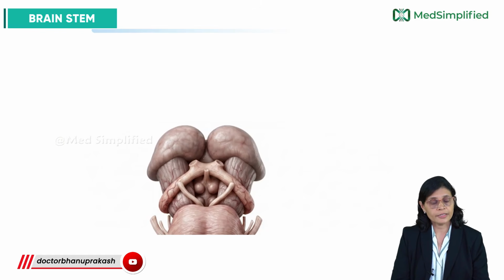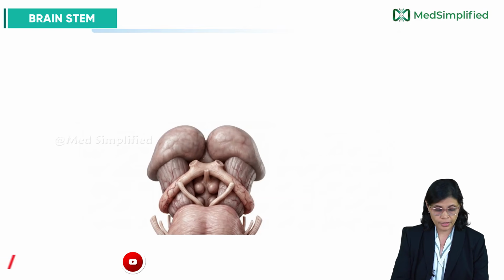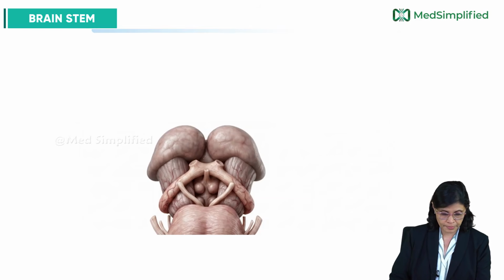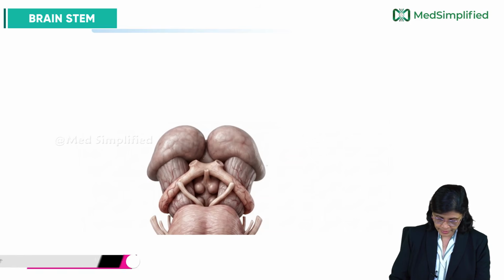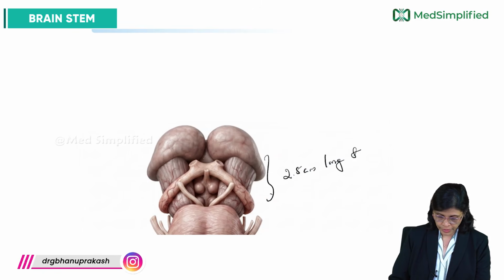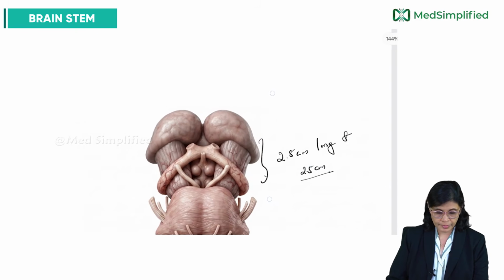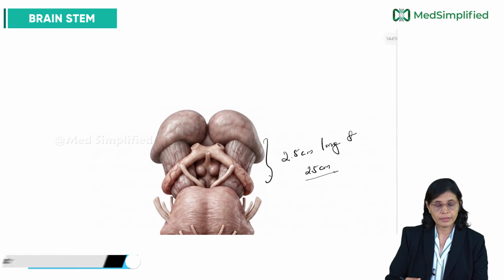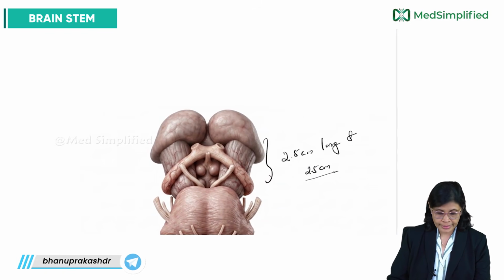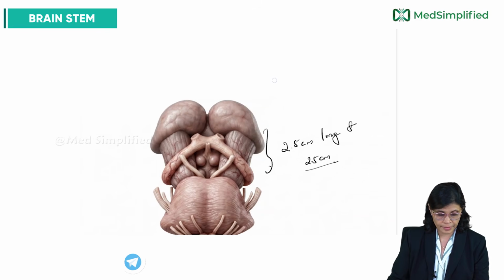Now we will study the uppermost and the shortest part of the brainstem, and that is the midbrain. The midbrain is only about 2.5 centimeters long and 2.5 centimeters in width. It connects the hindbrain with the forebrain, and its cavity we call the cerebral aqueduct. The cerebral aqueduct connects the third ventricle with the fourth ventricle.